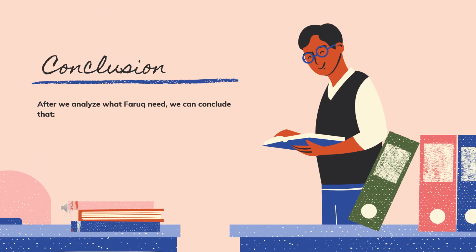For conclusion, after we analyze what Farouk needs, we can conclude that this whole PC is very suitable for him since his budget is in between 5,000 till 7,000. He needs a bigger PC in order for him to perform the programming activity for his entertainment such as movie, gaming, and more.